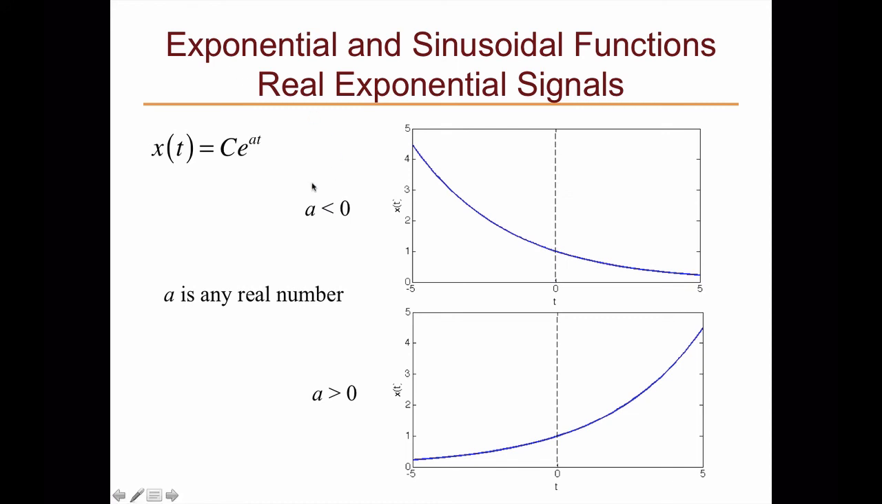If a is a real value, then you get a real exponential signal. When a is less than 0, what you have is a decaying signal, because as t increases, this term will go to minus infinity, making the whole term approach 0. But if a is more than 0, when t increases, this term will be very large, and the exponential of this term will be a very large value. That is why you get an exponentially growing function like this.